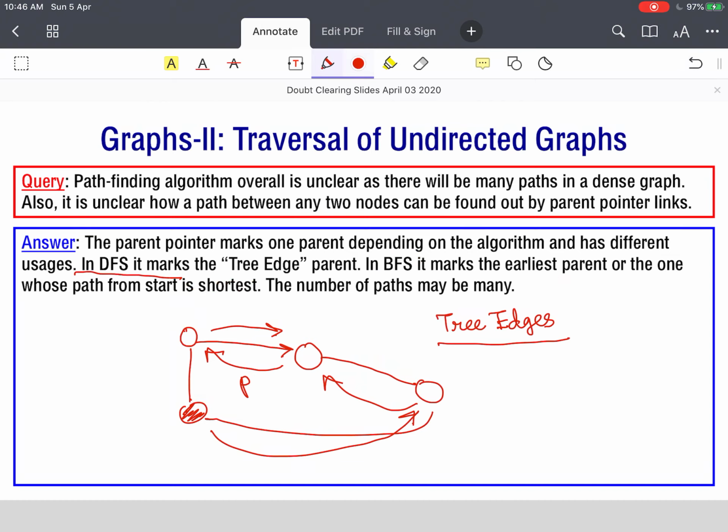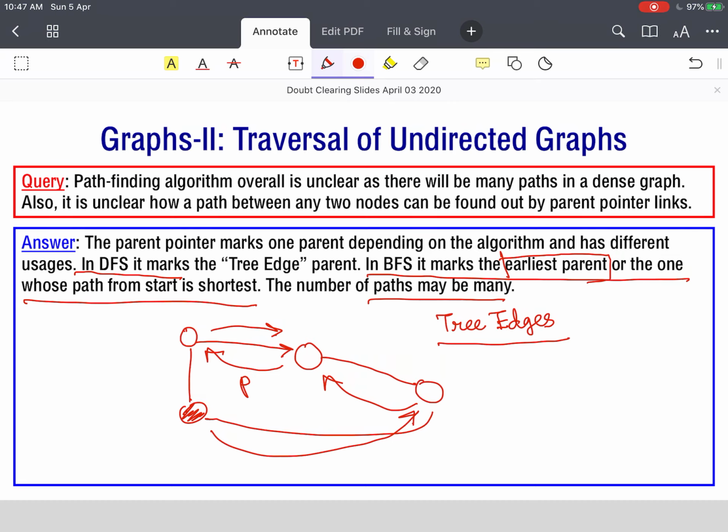I'm sorry. Let me erase this a little. So in DFS it need not be the shortest, but in breadth first search it marks the earliest parent, as we have seen in the BFS algorithm. Therefore, for BFS it also gives you the shortest cost path.